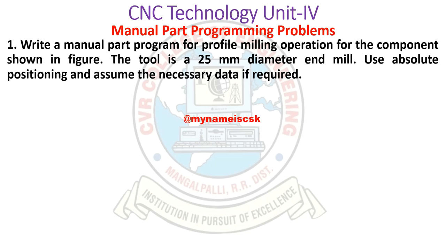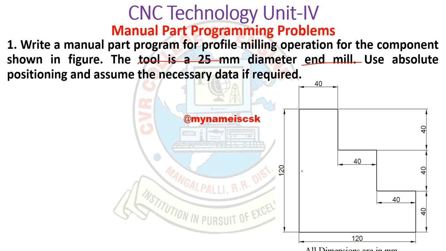So now we'll start the actual programming, manual part programming. Here they told that the tool is of 25 mm diameter and an end mill, and they have given this dimension. By using this dimension, we have to perform the operation. Okay. So this is like steps, the total is 120 by 120 square, and here we have to cut 40, 40, 40, 40.